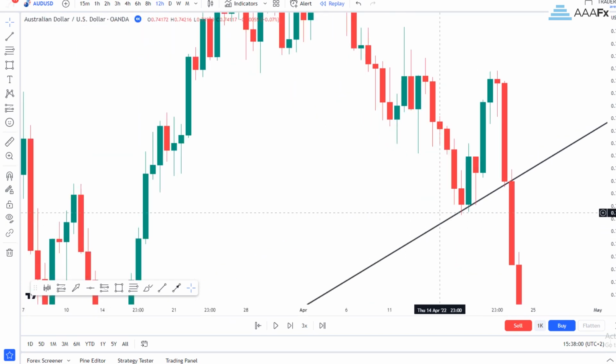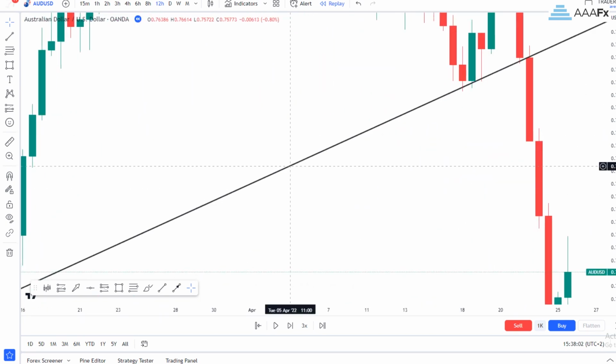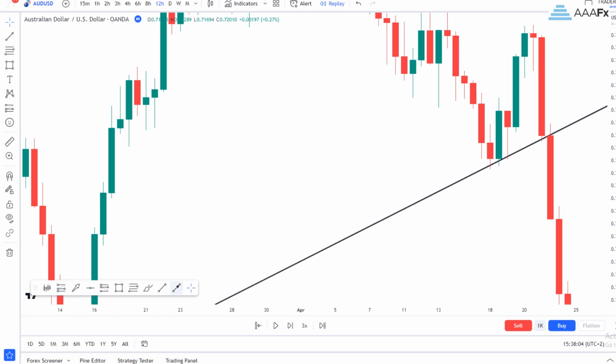So now you're asking yourself, bro, this was a nice trend line. We had ourselves a nice bullish engulfing candlestick pattern, and this is a higher time frame, a 12-hour time frame, and you traders have been saying that the higher the time frame, the higher the accuracy. But what happened there?